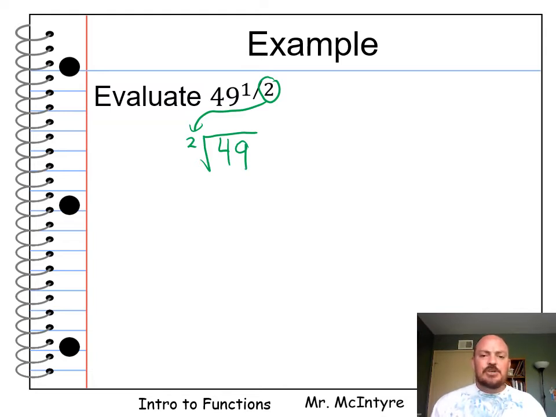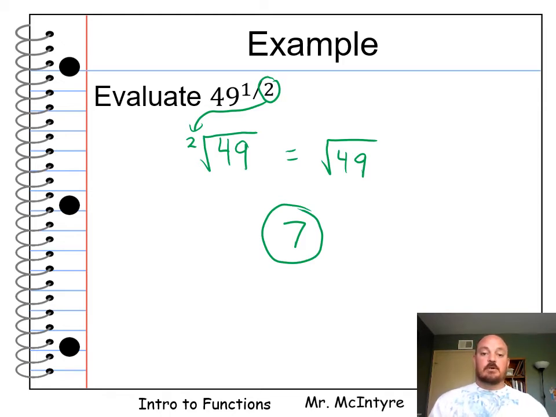Now remember, when it's a 2, you don't even really need the 2 there. The second root of 49, we usually just write like this. But either way, the answer to the question is actually just 7. Because remember, a square root, or a second root, is asking you what number times itself equals 49. And the answer to that question is 7.